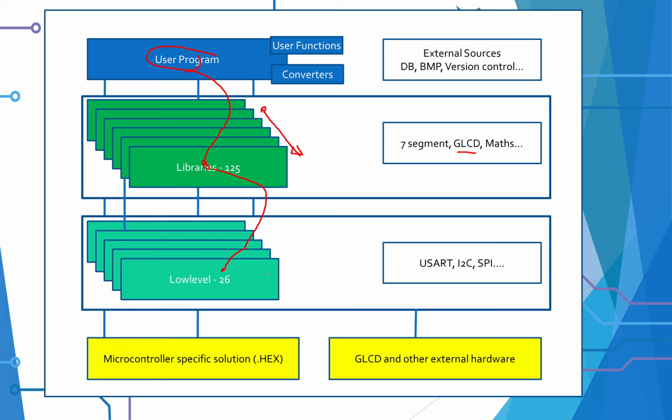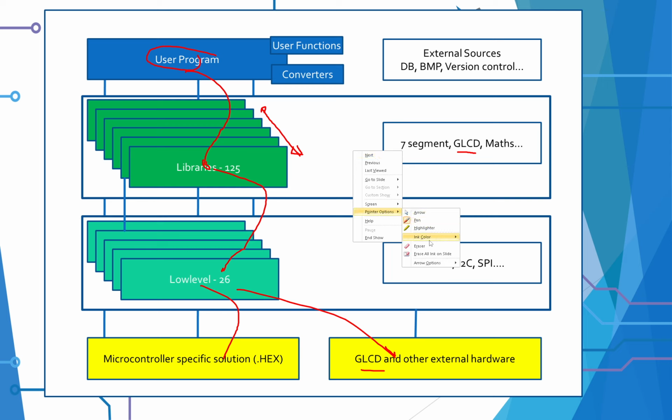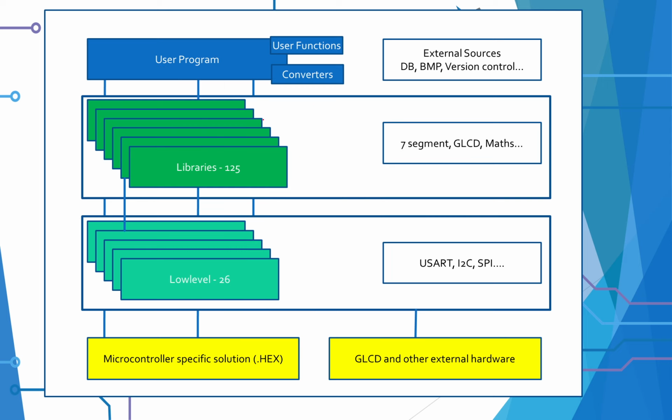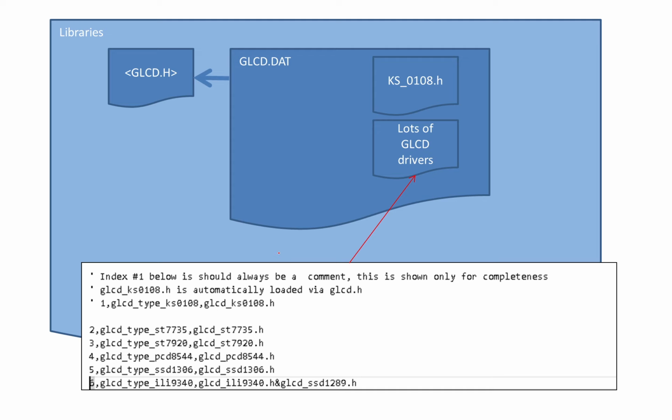And that will generate a machine-specific hex file, but it will also write out to things like the GLCDs and other hardware. So think of it like layers, because these layers are important in the conceptual operation. I've got a user program. How do I call all these libraries? How do I call all these low-level functions? And that's what we're going to go deeper into. Because to make a GLCD work like this, I'll show you one that's working.